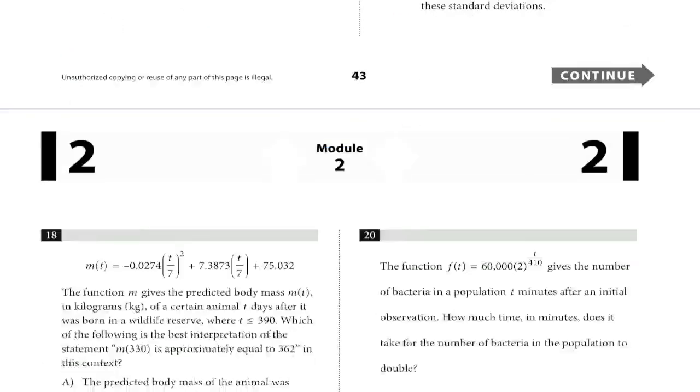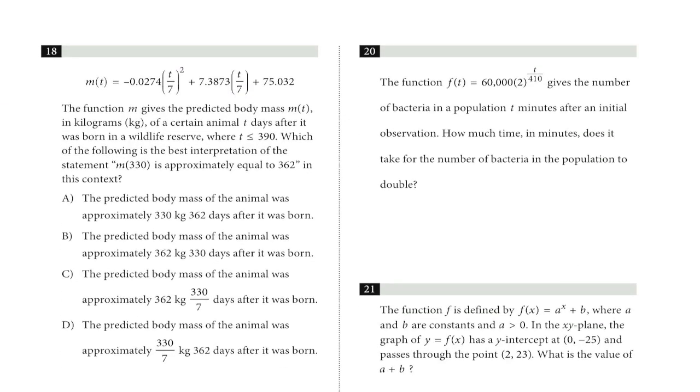All right. Number 18. The function m gives the predicted body mass m of t in kilograms of a certain animal t days after it was born in a wildlife reserve, where t has to be less than or equal to 390.